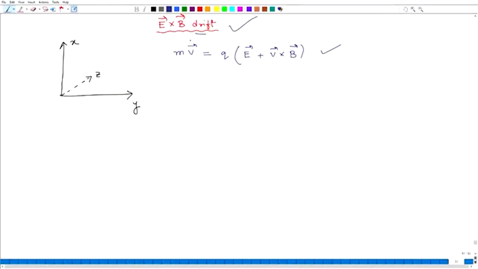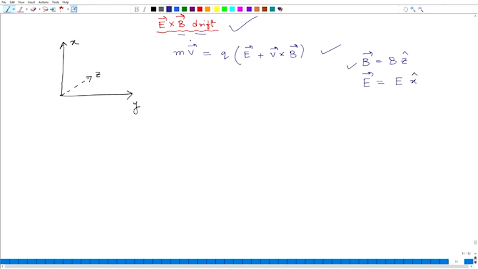So, here in this case we have one uniform electric field and another uniform magnetic field. The magnetic field, we just say, is along the z direction, and the electric field is also uniform and it is along the x direction.